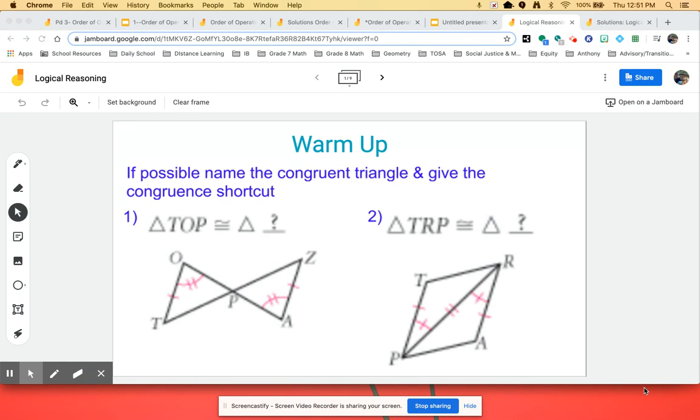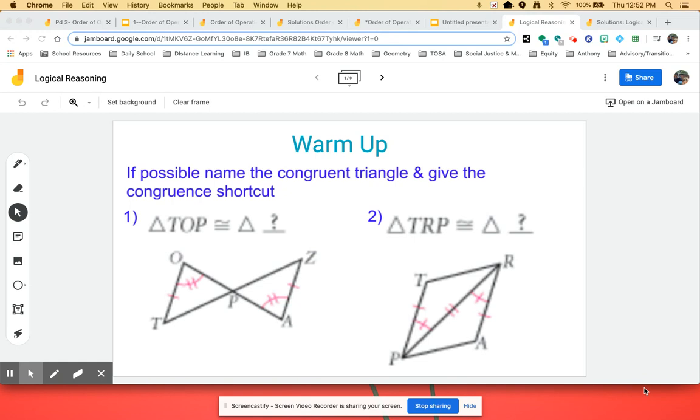So, what I want you to do to start off is open up this Jamboard. It was posted in Google Classroom. So it's called Logical Reasoning, and everything that you're going to need for class today is on this Jamboard. So open this up, pause the video if you need to while you're getting this opened up if you haven't opened it yet. And once you get it open, go ahead and start on the warm up.